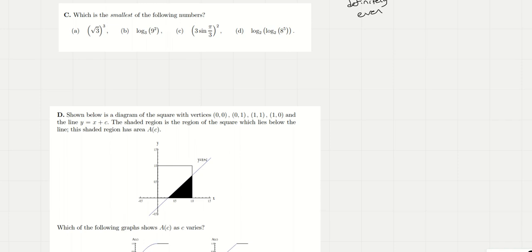Okay, I really like these kinds of questions. What is the smallest of the following numbers? There's lots of ways of doing it.